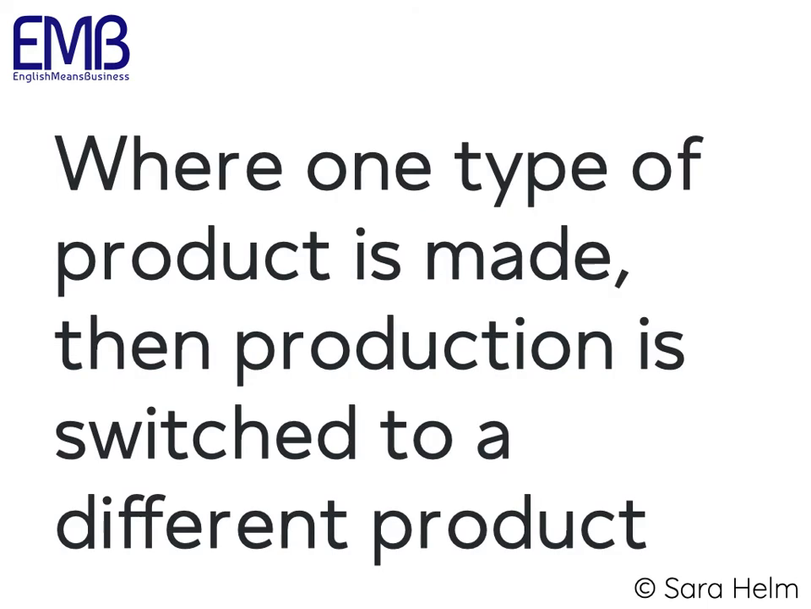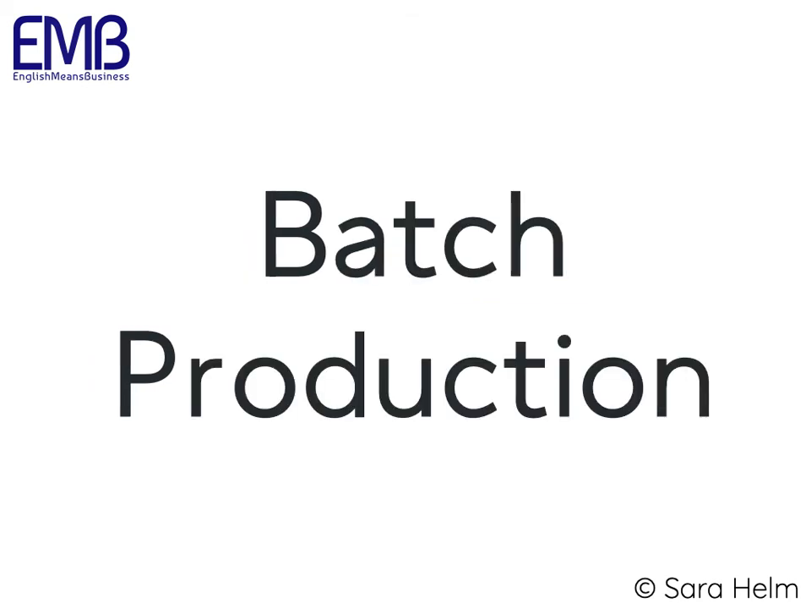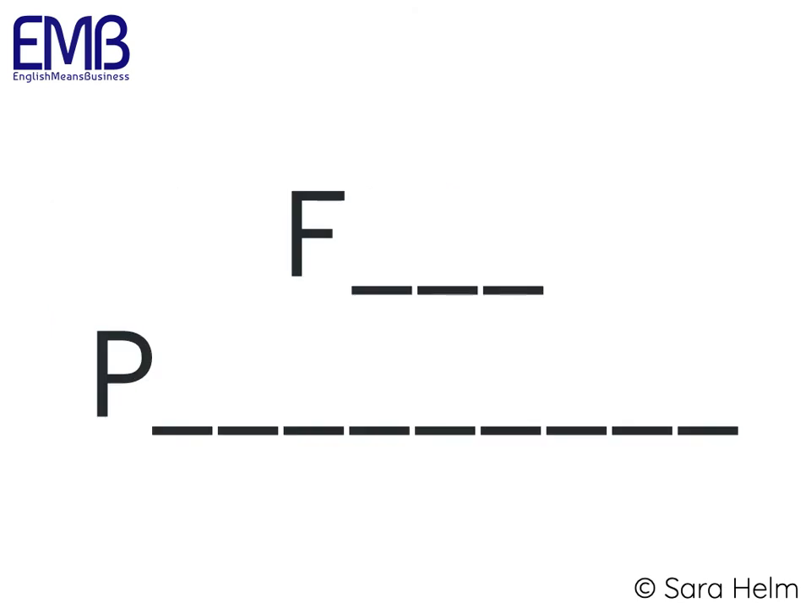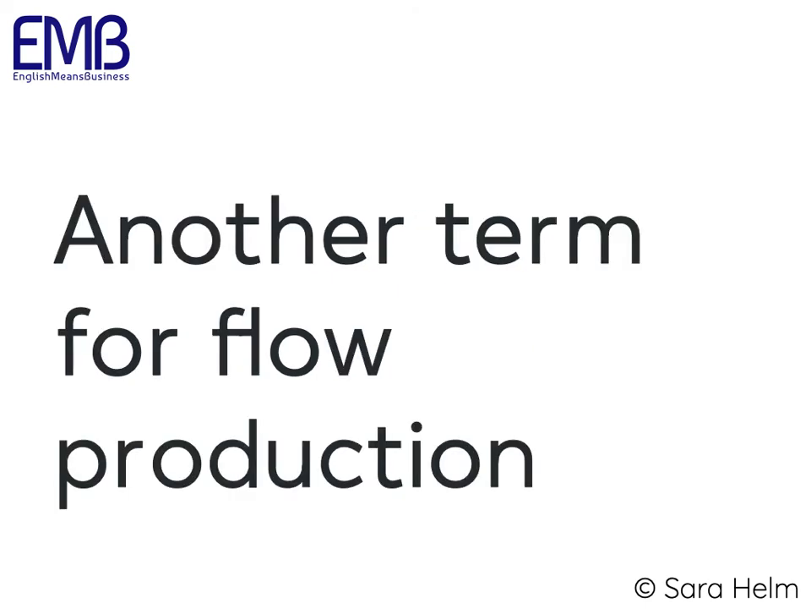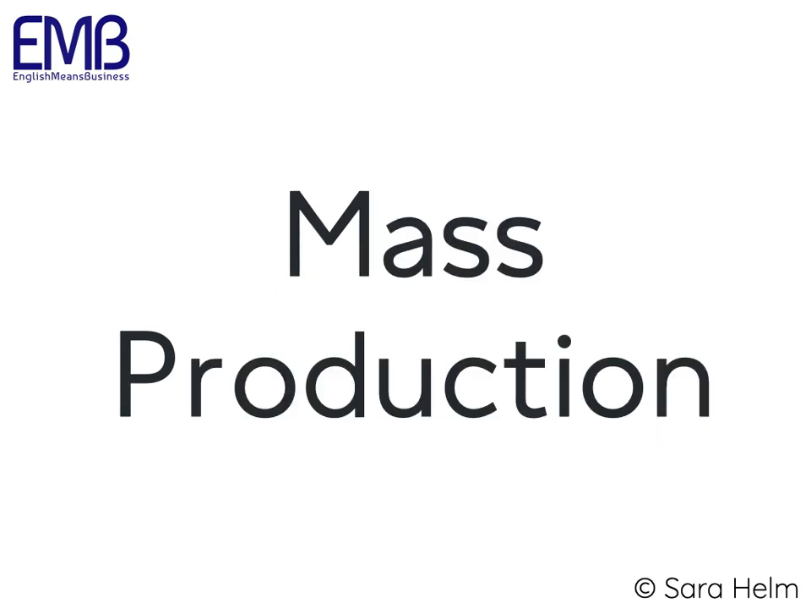This is where one type of product is made, then production is switched to a different product. Batch production. This is continuous production of one product on an assembly line. Flow production. This is another term for flow production. Mass production.